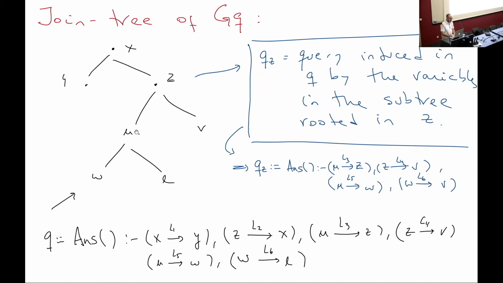And now you compute all possible values of homomorphisms for the query induced by these variables, U, W, and L. What is the subquery induced by these variables? It will be this atom and this atom. So you reduce to this part of the query, you compute what you have there, and you project all possible outputs into U, and then you continue iteratively.